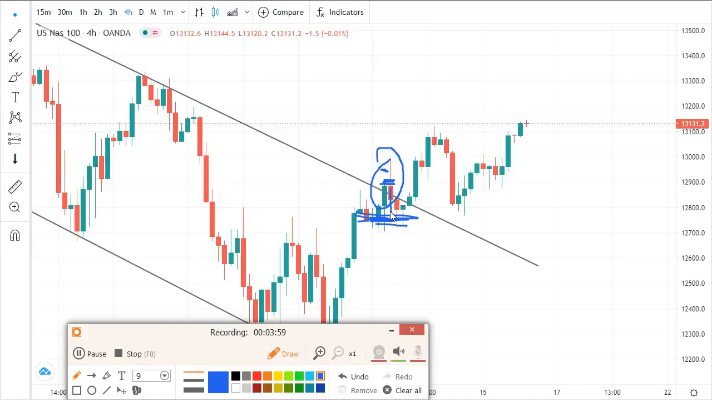I think it was Friday or something. So now we had this nice breakout. You can see that it's a nice breakout. Then we also had a retest from this point. I talked about this yesterday. Then the market just shot up.